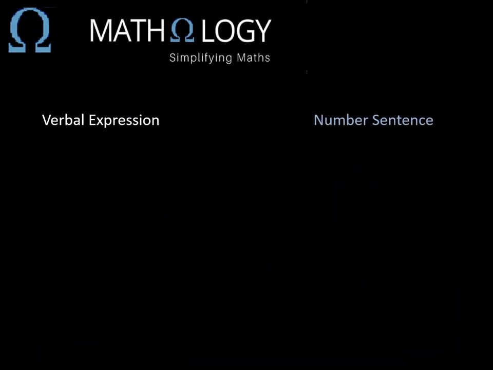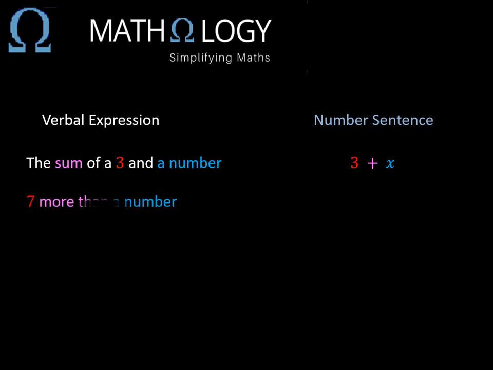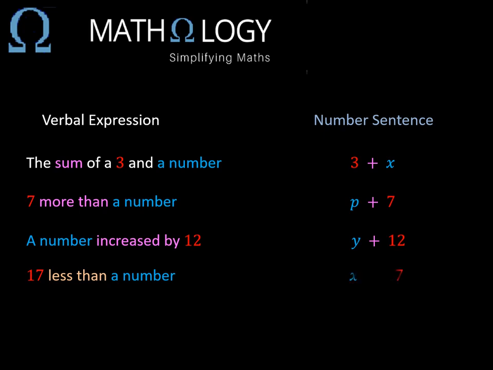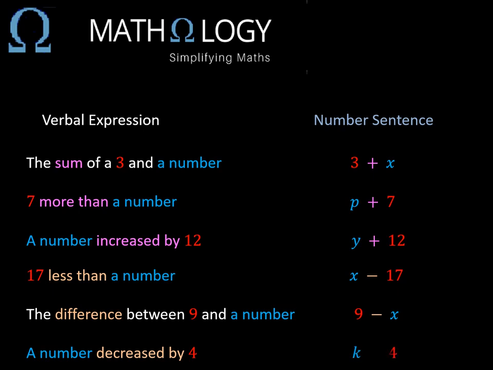Let's look at a few examples. The sum of 3 and a number is given by 3 plus x. 7 more than a number is given by p plus 7. A number increased by 12 is given by y plus 12. 17 less than a number is given by x minus 17. The difference between 9 and a number is given by 9 minus x. And a number decreased by 4 is given by k minus 4.